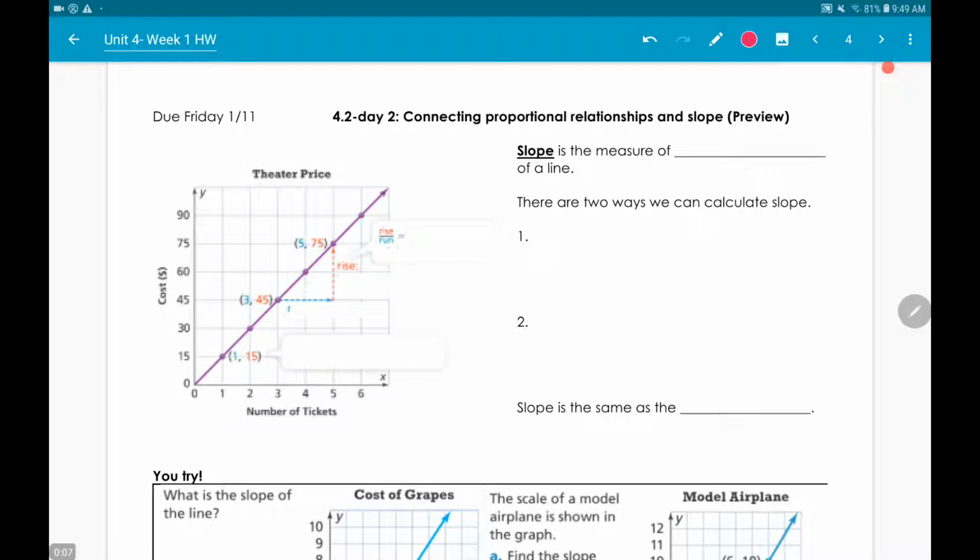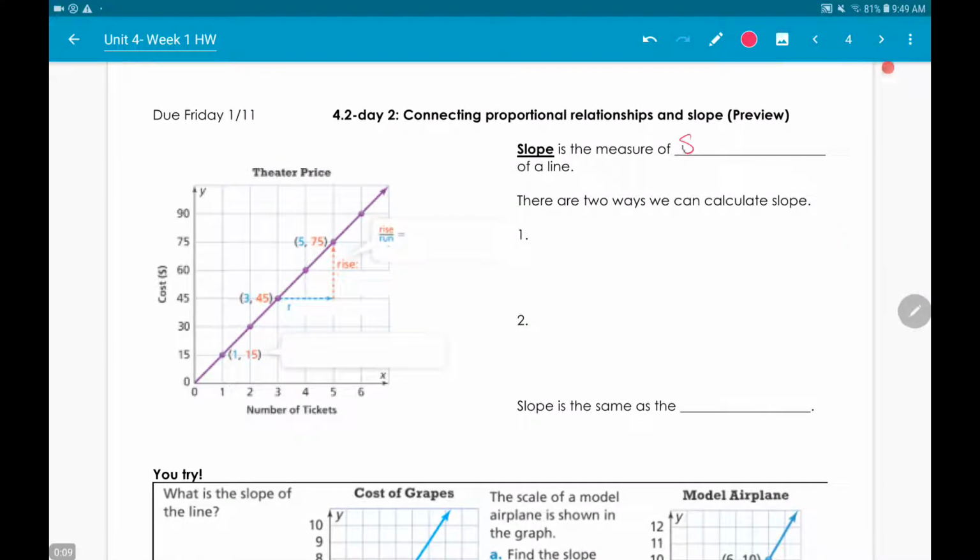So slope, what is it? Slope is the measure of steepness of a line. And what does that mean? If I say a line is really steep, think of a hill. It would be really hard to go up the hill because it's a higher slope. A hill that's easy looks like this. It's not so steep. That has a lower slope.